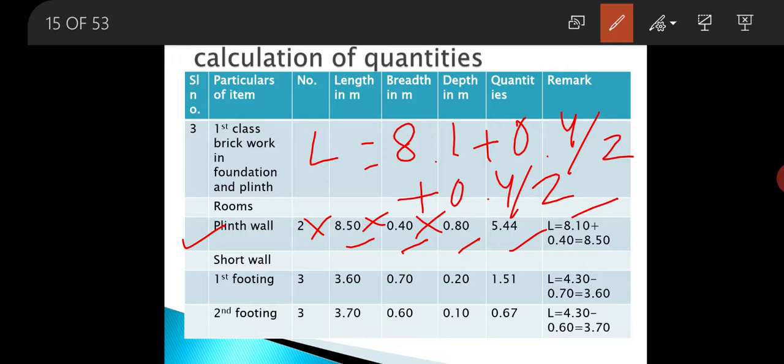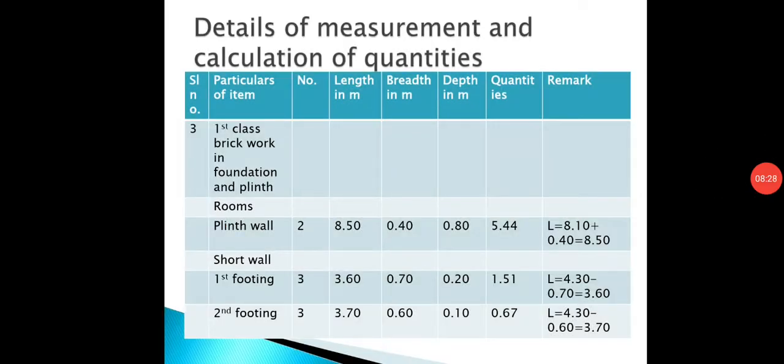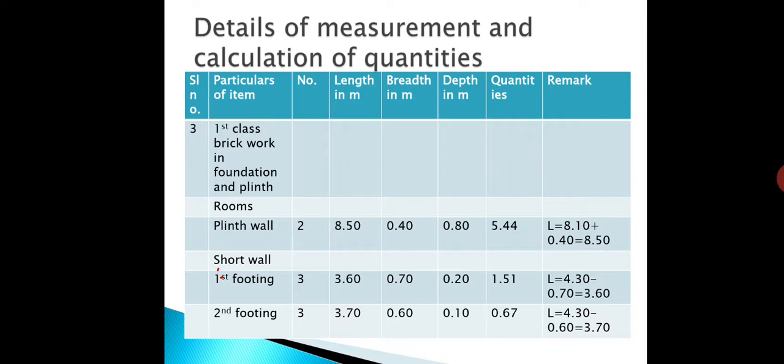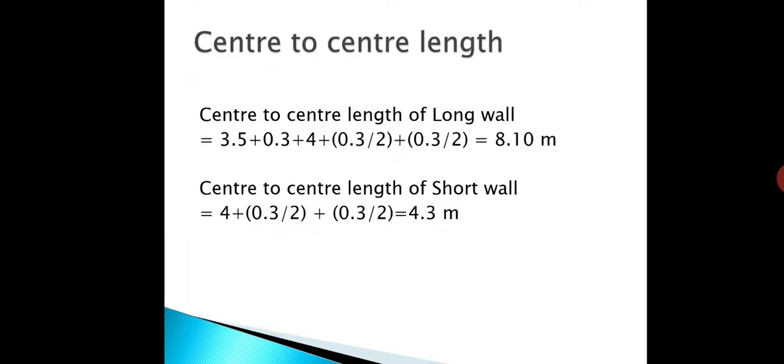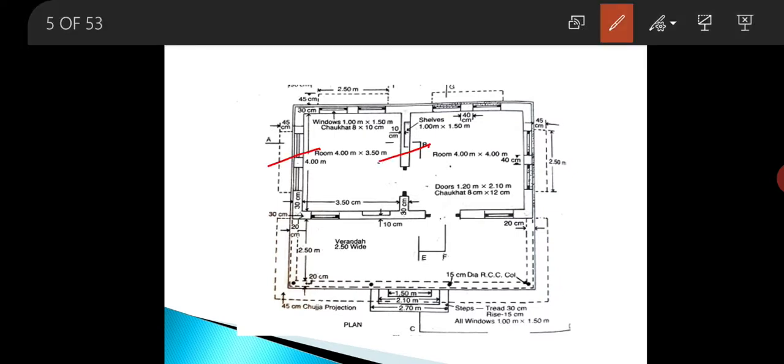So with this, we have completed the quantity calculation of long wall. Clear? Then we will move to the short wall. Similarly, for short wall also, there are 3 footings and 1 plinth wall. So for short wall, we will first go for the first footing. So these 3 are the short wall.